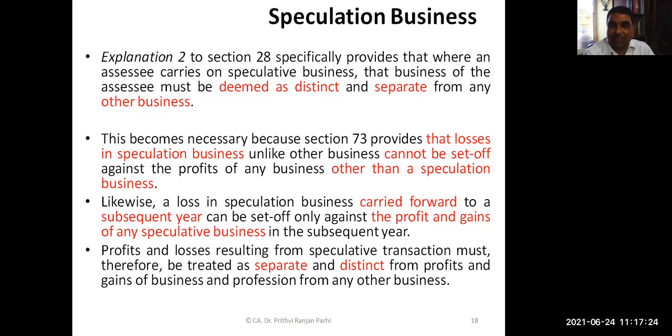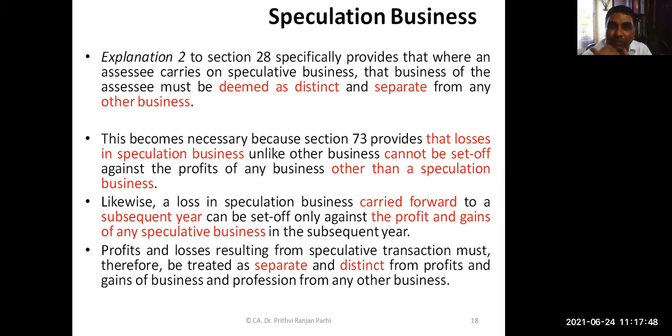That explanation says if the person is doing some kind of speculation business, income needs to be computed separately. That needs to be treated as a distinct and separate business. So the income from speculation business and non-speculation business needs to be computed separately. Why is it so?